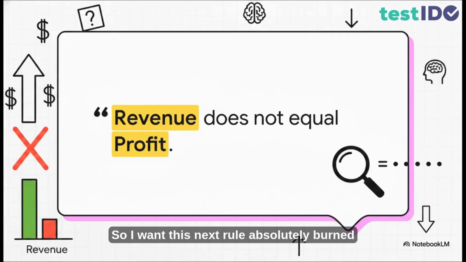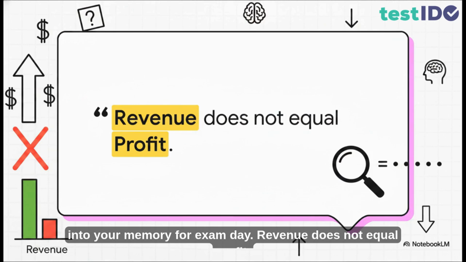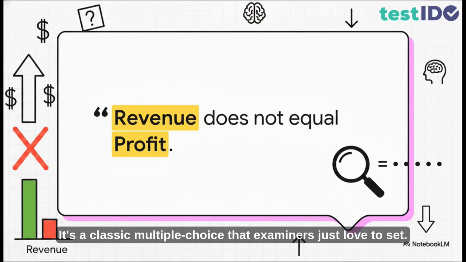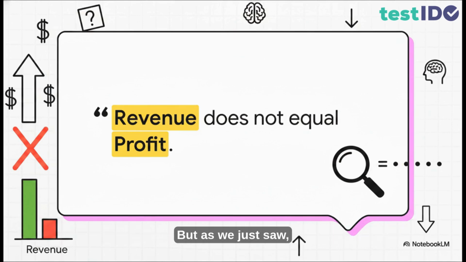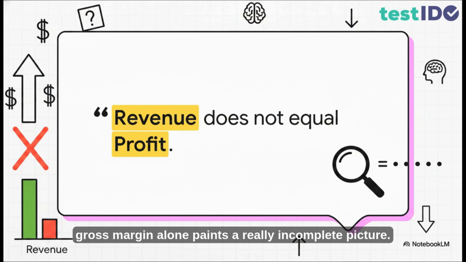So I want this next rule absolutely burned into your memory for exam day. Revenue does not equal profit. It's a classic multiple-choice trap that examiners just love to set. They're going to give you these massive revenue numbers to try and trick you into thinking it's a great customer. But as we just saw, gross margin alone paints a really incomplete picture. You've got to look deeper.